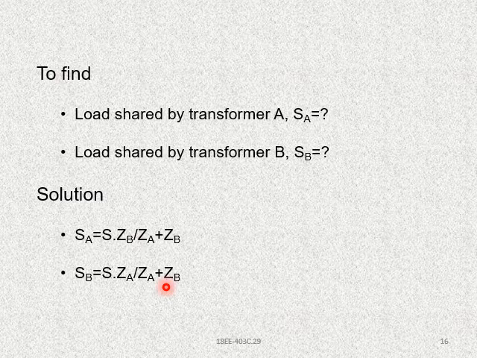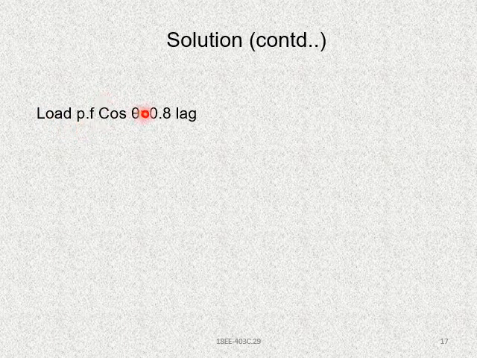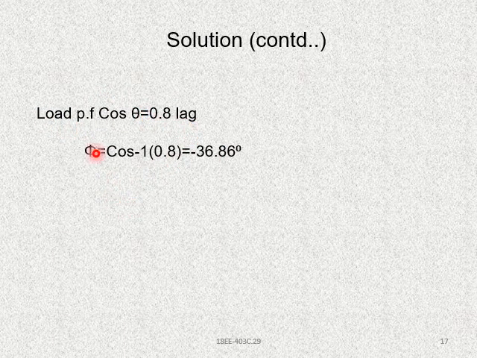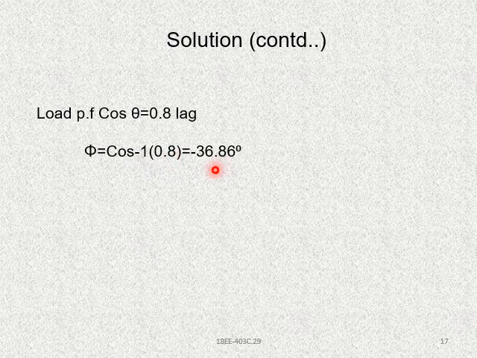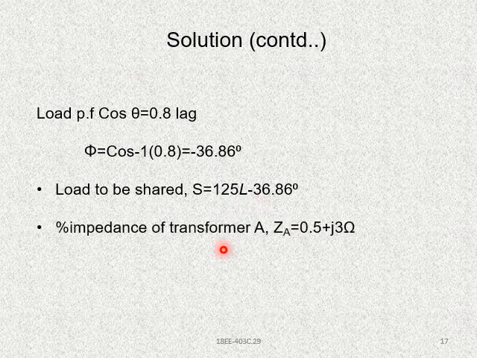You just try to substitute all the values and solve it. If it is not working for you, then we'll see the answer. You just try it, or else we'll check the answer. See the solution. The load power factor cos phi is 0.8 lagging, and phi is cos inverse of 0.8, that is 36.86, and the load S is equal to 125 at an angle of minus 36.86.